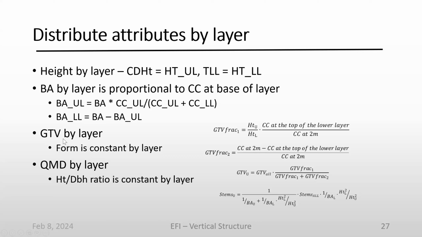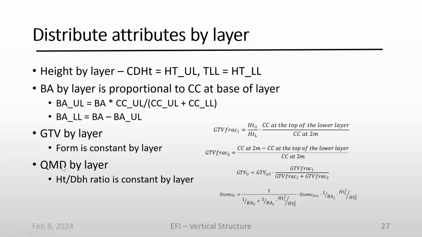To partition the gross total volume by layer, we made another assumption. We assumed that the form factor for each layer was constant. So the form factor is kind of the ratio between the volume of a cylinder of the same height and diameter as the tree, and the tree volume itself. Then we could partition gross total volume and get gross total volume by layer.